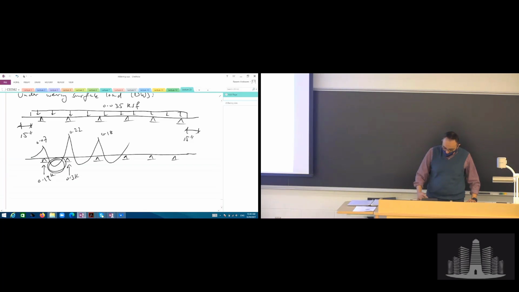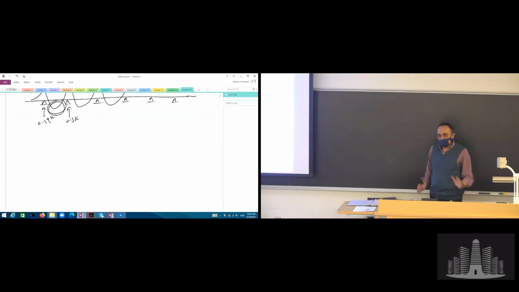Questions? Okay. So we're done with the dead loads and the moments coming from the dead loads. Now let's move to the live load, the vehicular live load. So that's step number 4.